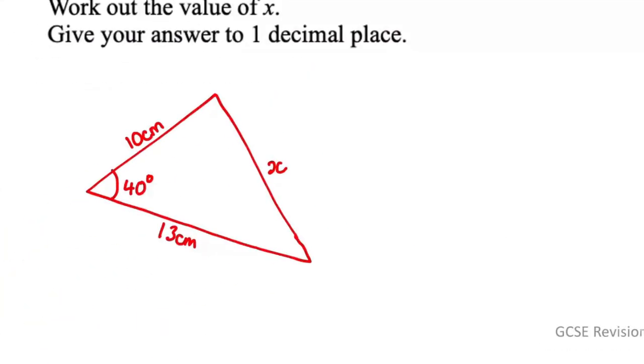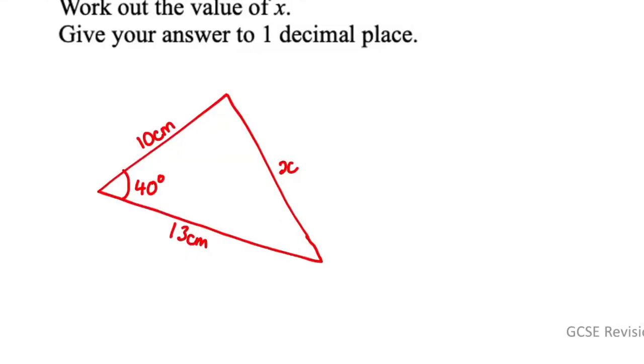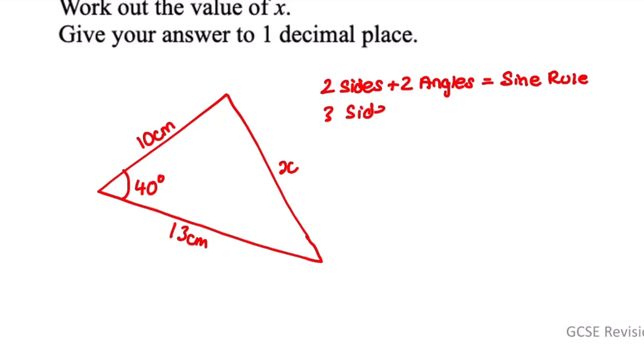Now remember, two sides and two angles, including x, that's going to be the sine rule. And three sides, including x, and one angle, that's going to be the cosine rule. In this case, we have three sides, including x, and one angle, so we're going to be using the cosine rule.